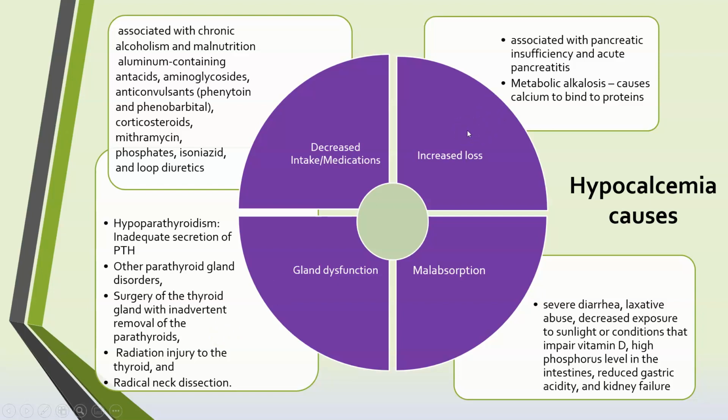Increased loss can be associated with pancreatic insufficiency and acute pancreatitis. It's also associated with metabolic alkalosis. It causes calcium to bind to proteins. It can happen through malabsorption, severe diarrhea, laxative abuse, decreased exposure to sunlight, or conditions that impair vitamin D. High phosphorus levels in the intestines, reduced gastric acidity, and kidney failure.